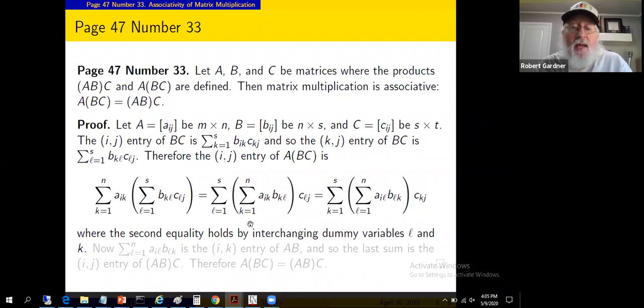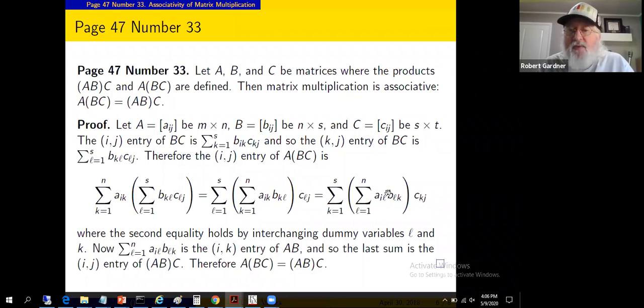Now I look at the K's and change them to L's. We had a K here, change it to an L. We had K's here and here, change them to L's. And that takes care of everything. The I's and the J's were nowhere involved in the sums. Remember, we'll have a function of I and J. This is the ij entry of A times B times C.